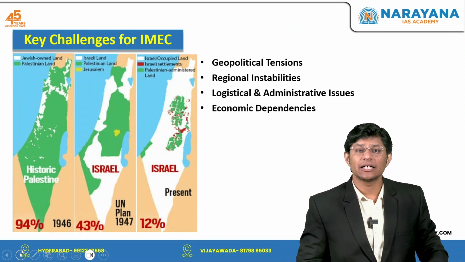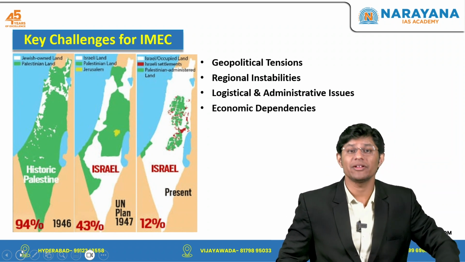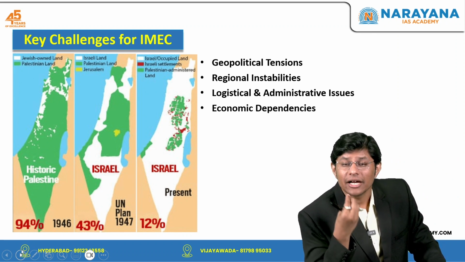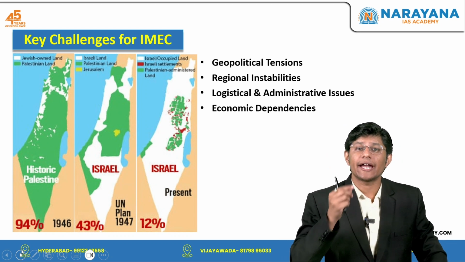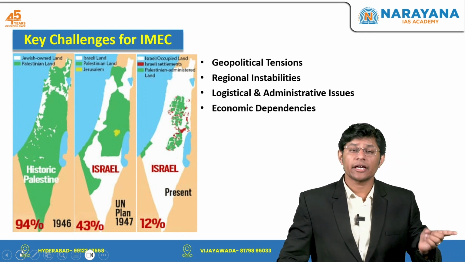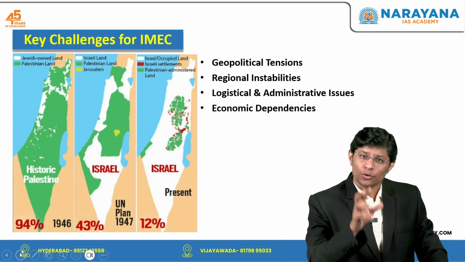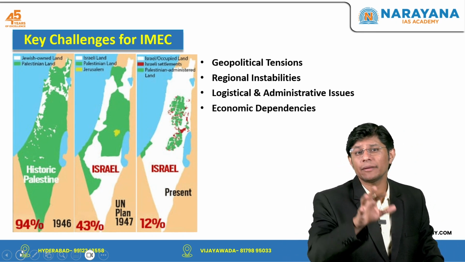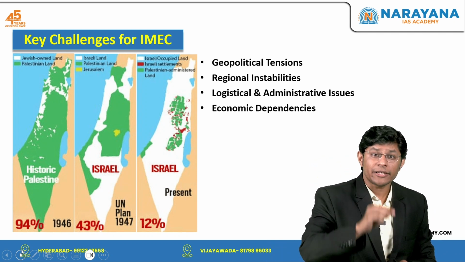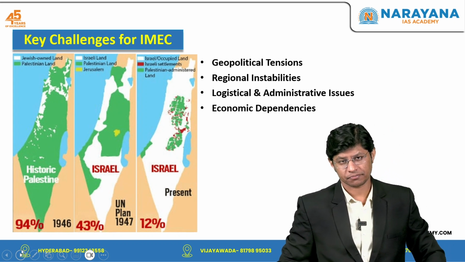The other challenge is regional instabilities. The political instability in the Middle East, especially between Israel and the Arab countries, could disrupt operations. Why? Because countries like Saudi Arabia, UAE and Israel face fluctuating relations and security challenges. Then the issue lies also with logistical and administrative issues. See, synchronizing trade standards and regulatory practices across various nations is very complicated. Without streamlined procedures, delays and administrative bottlenecks could hamper efficiency, that's for sure, right?